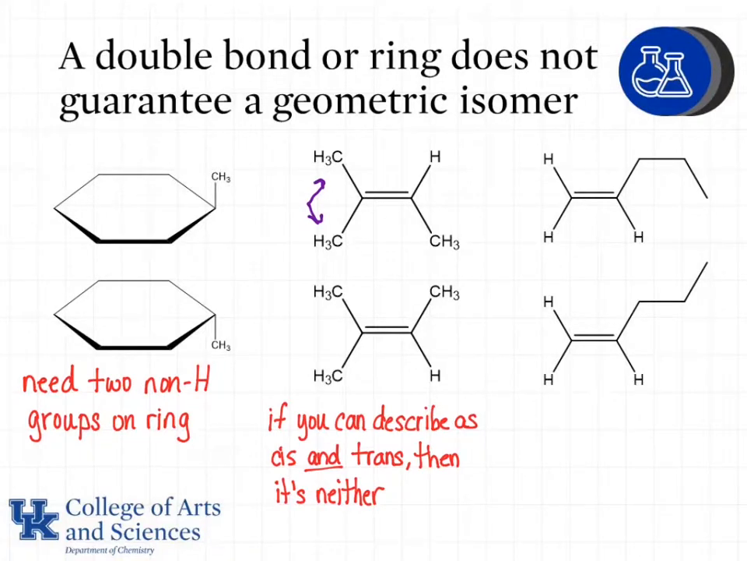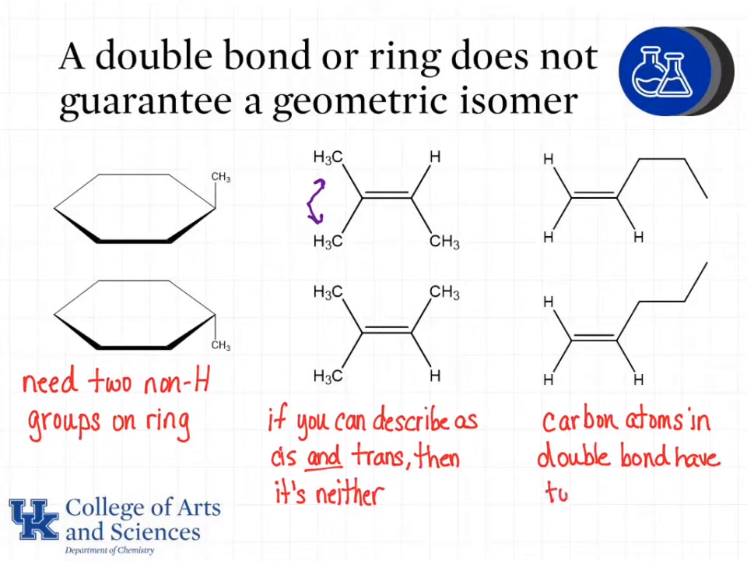In our last example, we see that the rotation is actually happening around a single bond. And because the change is happening away from the double bond, it's not going to be a geometric isomer. In order to be a geometric isomer, the change needs to involve the carbons in the double bond. Here, this is a result of the rotation of a carbon-carbon single bond. So these are not geometric isomers.